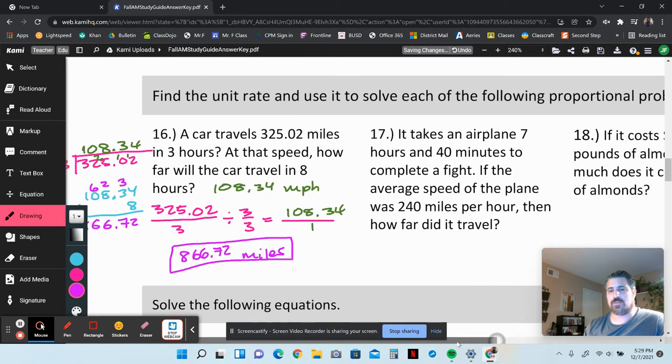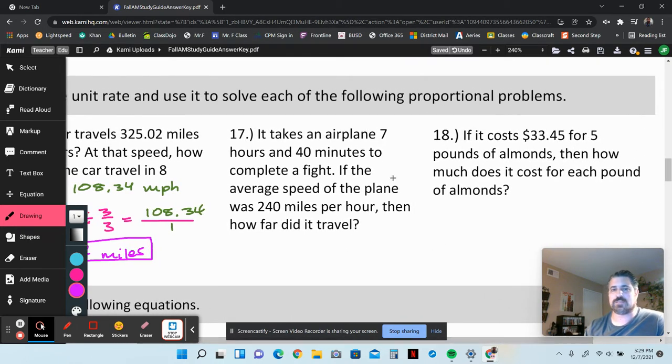Okay. For the next one, it says it takes an airplane 7 hours and 40 minutes to complete a flight. If the average speed of the plane was 240 miles per hour, then how far did it travel? Well, we know it's traveling at 240 miles per hour. And it says it took 7 hours and 40 minutes to complete the flight.